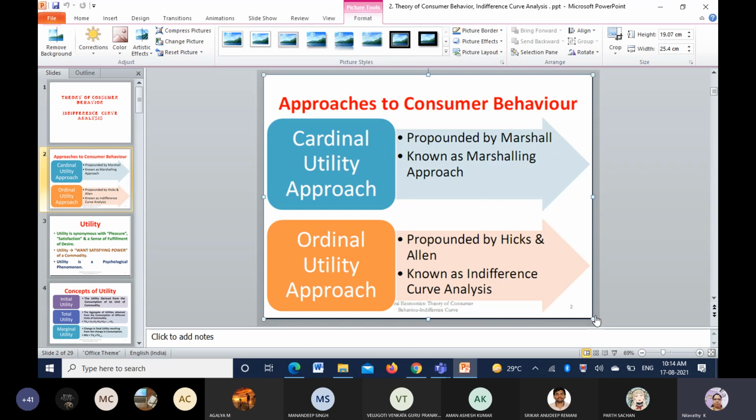So in economics, if you're doing a project or a PhD, whatever you're going to analyze, your questionnaire should be arranged so that you can use a cardinal utility approach and an ordinal one. Cardinal means they will be giving you exact values. Ordinal means they will be telling you their preferences, or giving a ranking for it.